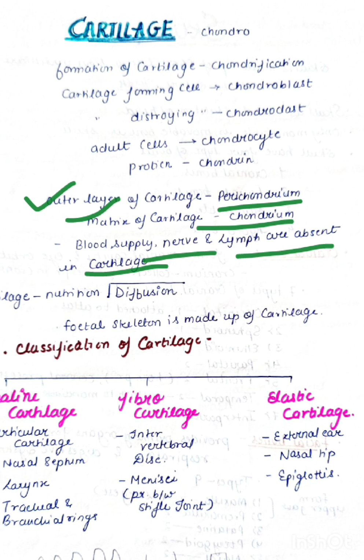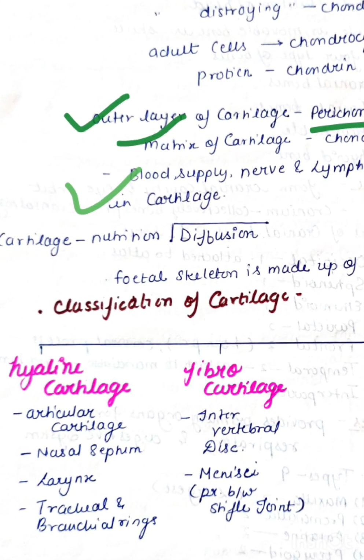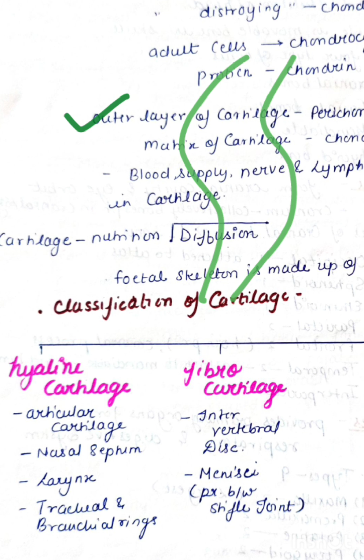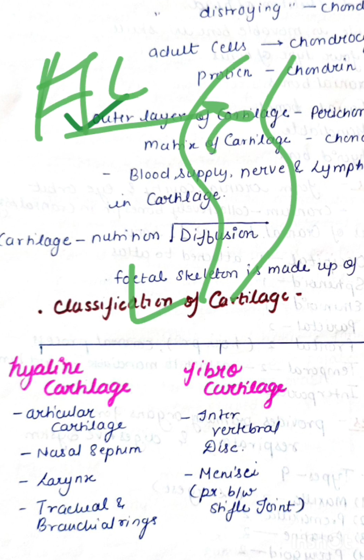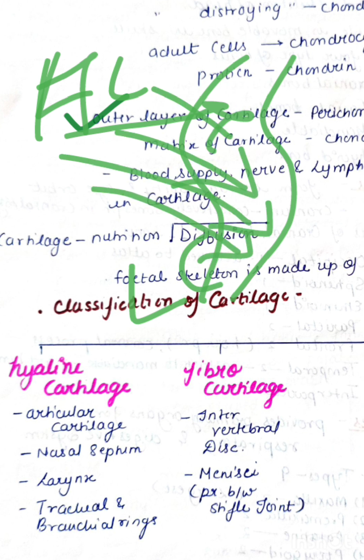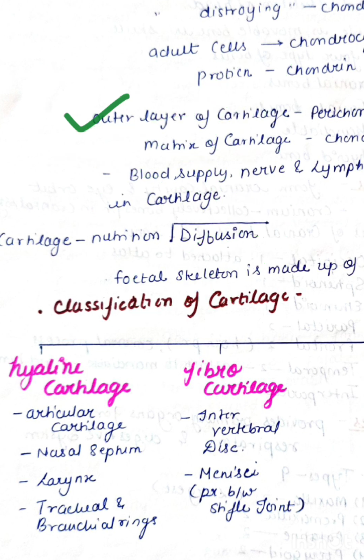As we know, blood supply, lymph, and nerves are absent in cartilage. Cartilage is provided nutrition by the diffusion process. As the cartilage has no blood supply, nerves, or lymph, nutrition flows through it by diffusion, from higher concentration to lower concentration. So the cartilage gains nutrition by the process of diffusion.